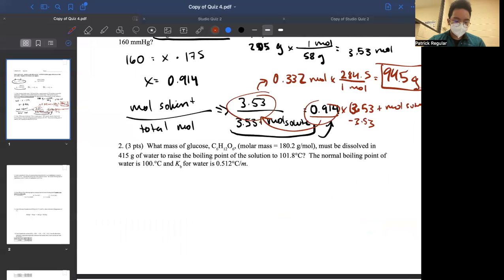Now, question 3, what mass of glucose must be dissolved in 415 grams of water? So first of all, water is pretty much always going to be your solvent. So you know that this must be converted to kilograms because you're going to use molality. Okay. Here's the mass of glucose we solve for, to raise the boiling point to 101.8. Right here, it gives it to you too, but we all know that the boiling point of water is 100 degrees Celsius, right? And if that's the solution, just find the difference.